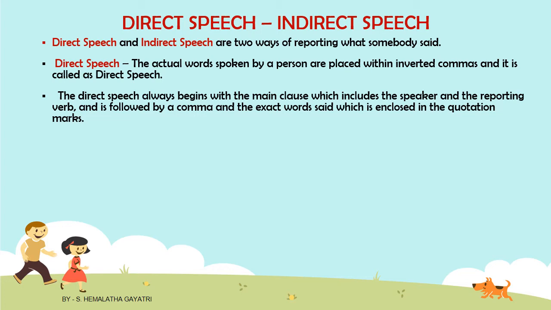Okay, and it is always followed by a comma and the exact words of the speaker, which are enclosed in quotation marks. So this is how you can identify direct speech. Okay, let's learn from an example.